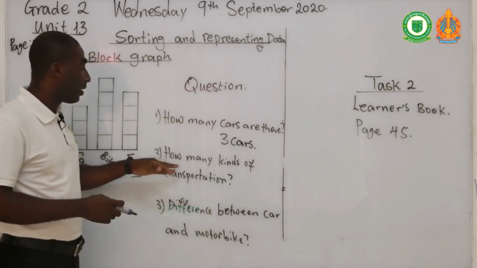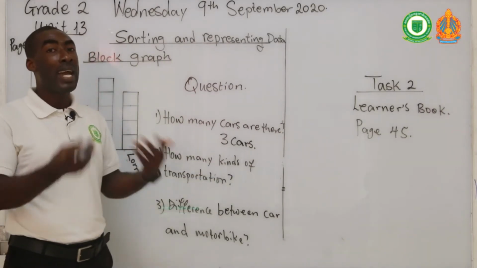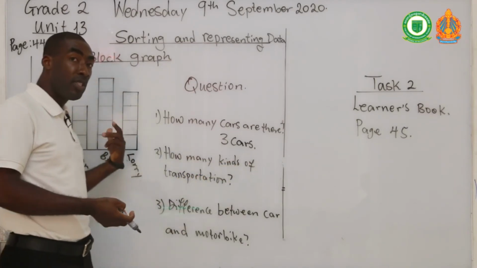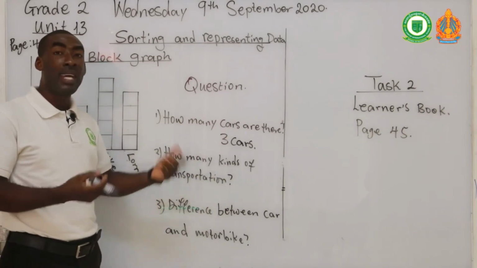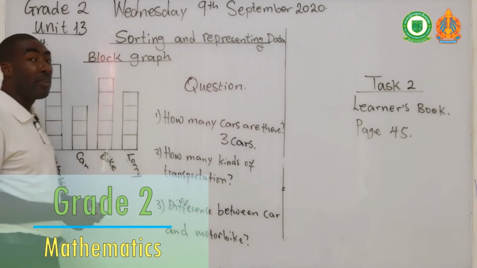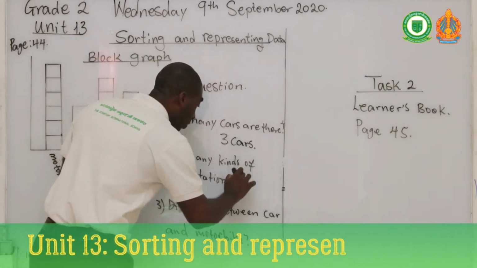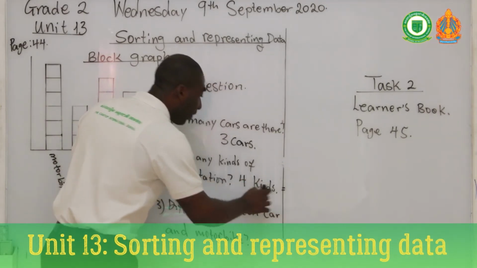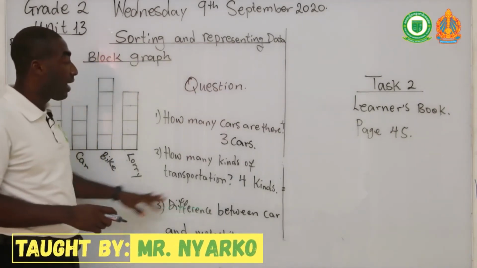The second one is, how many kinds? Kinds means types. So how many kinds of transportation do you see on the block graph? We can see 1, 2, 3, 4. So there are 4 kinds of transportation system over there. So we say 4 kinds. If you have space, you can add the transportation to it. So we have 4 kinds over there.